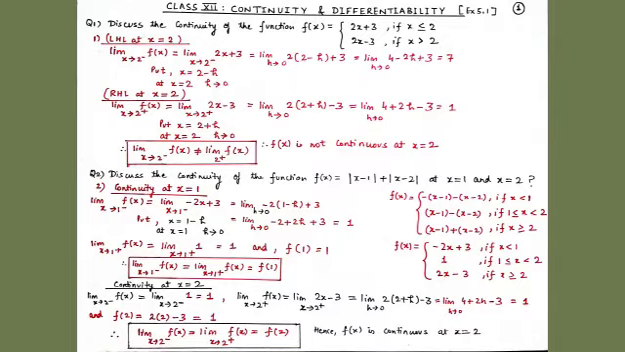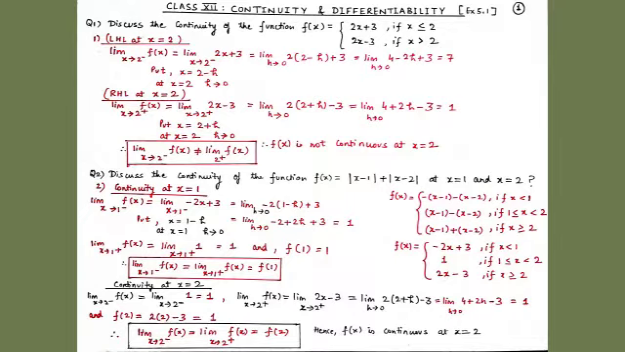Therefore, students, we can write it as limit x tends to 2 minus f(x), which is equal to limit x tends to 2 minus, and according to our question, we know that for x less than or equal to 2, our function f(x) is equal to 2x plus 3. So from here, we have limit x tends to 2 minus f(x), which is equal to 2x plus 3. Now, in place of x, we will put 2 minus h. Here, h is a very small quantity, so at x equals 2, h approaches 0.